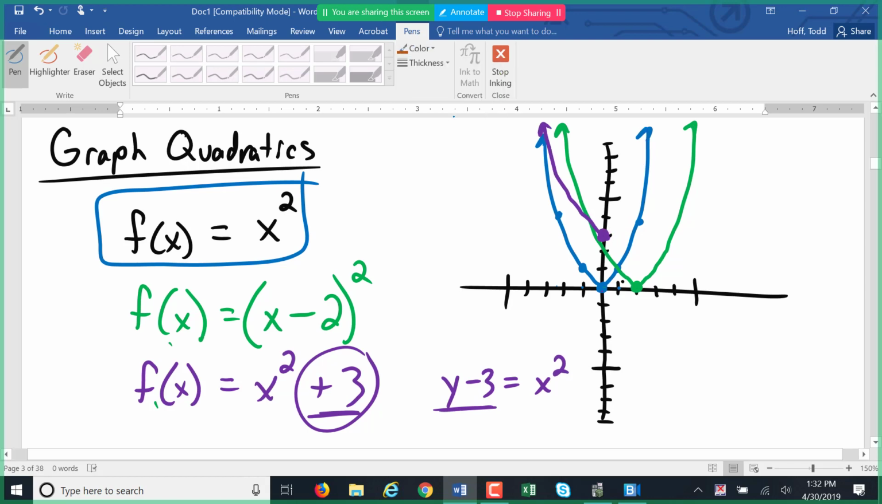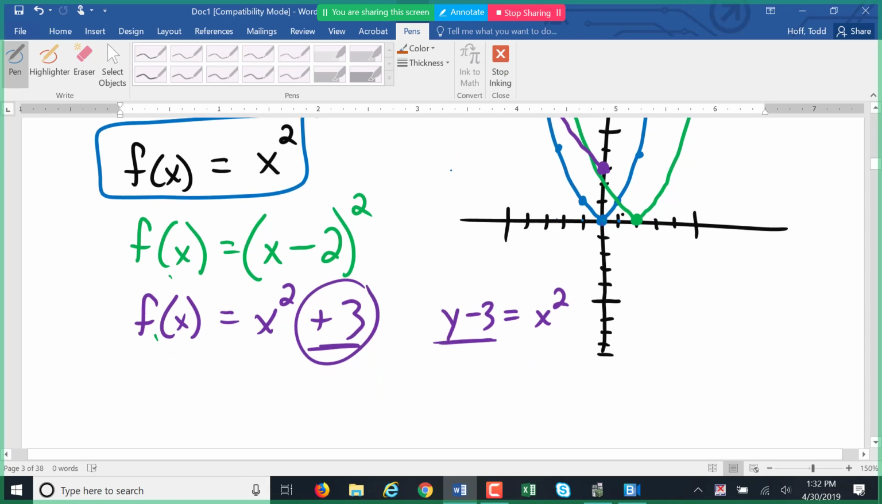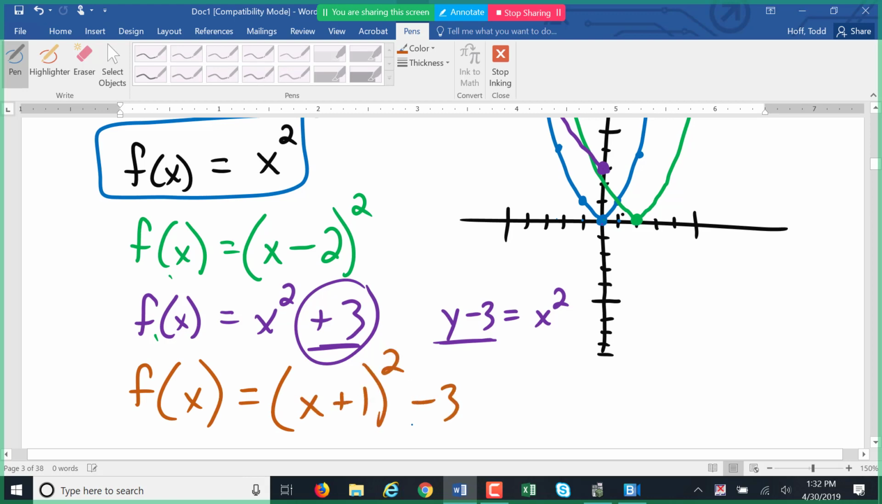We can combine both of those at once. We can have f of x equals x plus 1 squared minus 3. Well, the plus 1 here, remember what's happening to the x here, we do the opposite. We added 1, so on the x-axis we go to negative 1. The minus 3 here means we go down on the y-axis, we go down to negative 3. So our vertex is right there.